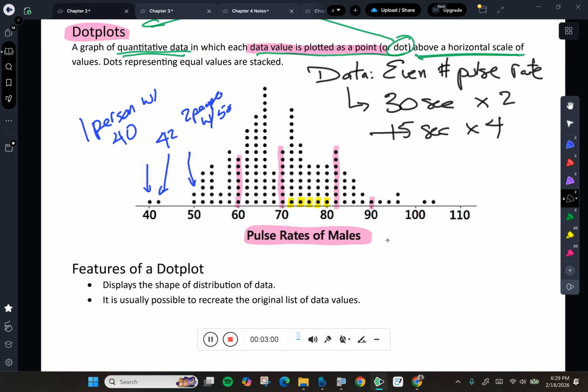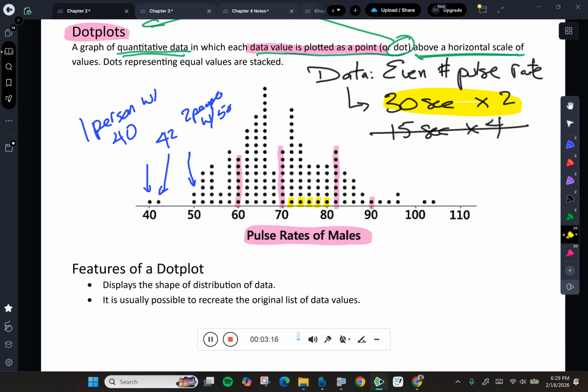So I don't think it was this, because if it was 15 seconds and then times 4, everything would have to be a multiple of 4. And so you couldn't have 42 as a pulse rate. I'm betting whoever gathered this data did this.